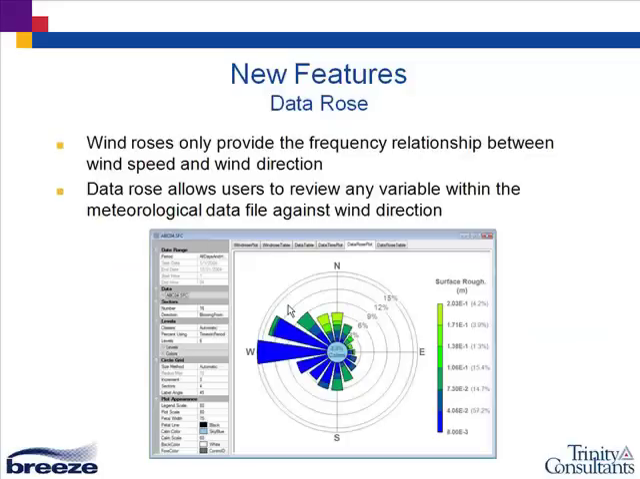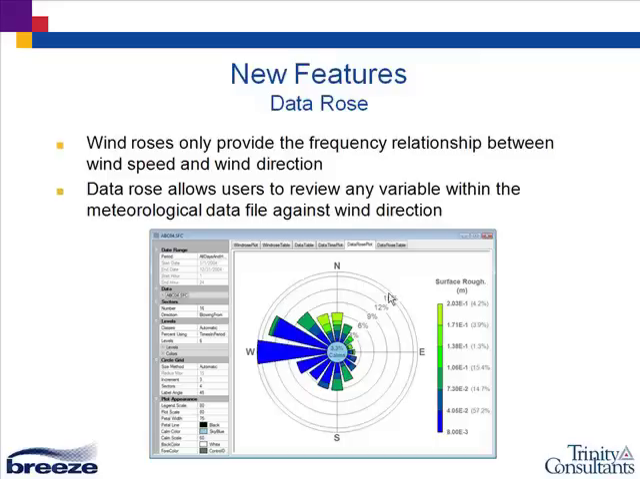Another new feature available in BREEZE MetView is the new data rows. While wind roses only provide the frequency relationship between wind speed and wind direction, data roses are much more versatile because they allow users to review any meteorological variable within the data file against wind direction. In this example, I've plotted surface roughness in my data rows.